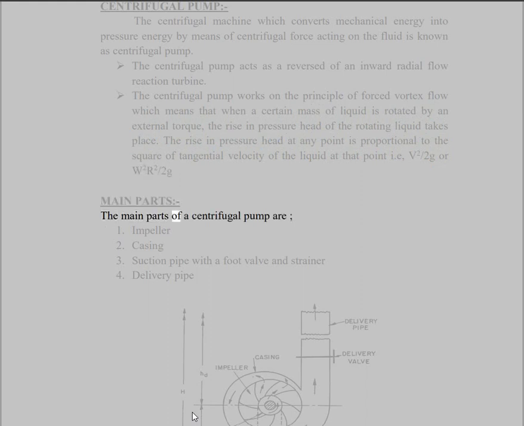Main parts. The main parts of a centrifugal pump are: 1. Impeller. 2. Casing. 3. Suction pipe with a foot valve and strainer. 4. Delivery pipe.